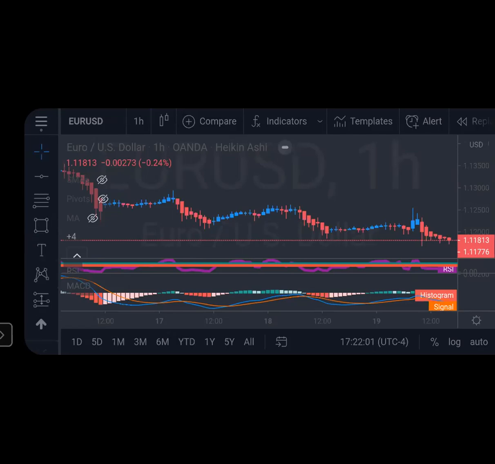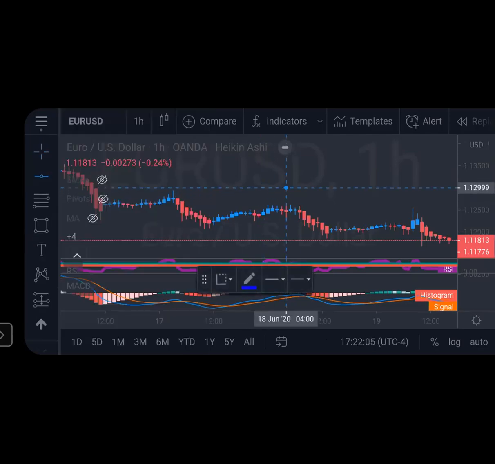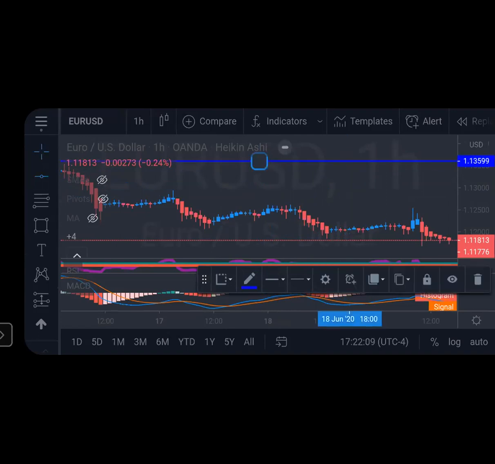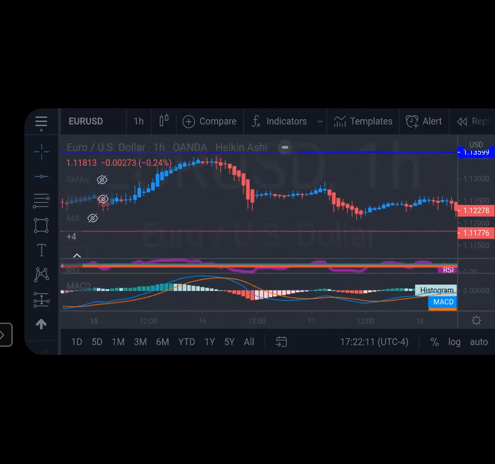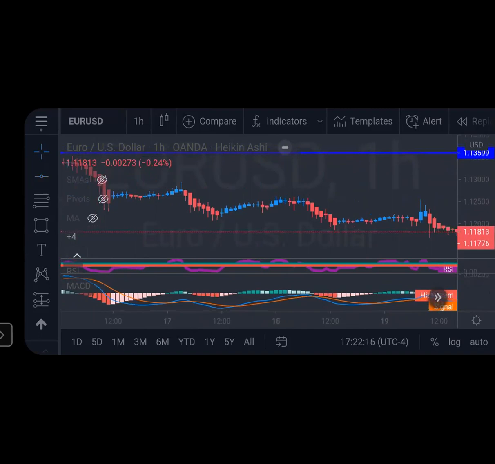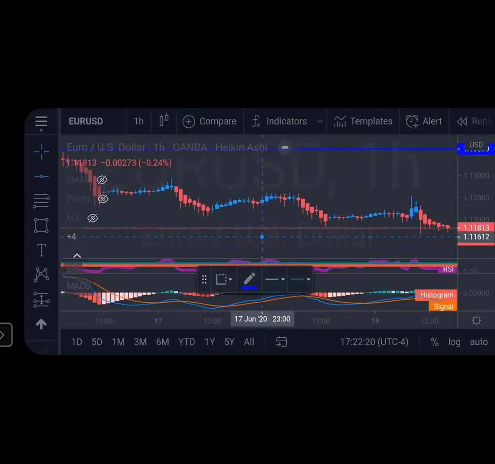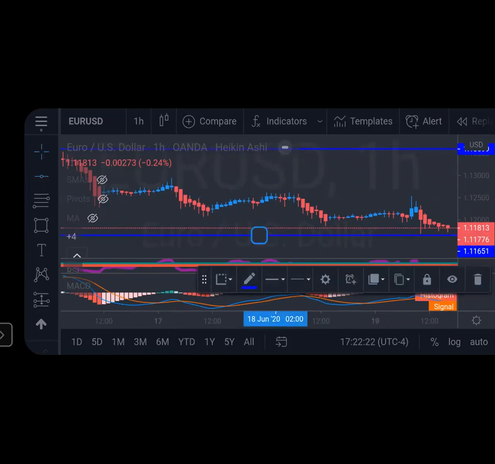The first thing I did was come over here and grab my horizontal line. What I was looking for was the very highest point on my chart, and this is the hour time frame. So y'all see that was the highest point, right? Then the next thing I did was look for the lowest point right here on my chart. So I took another horizontal line, brought it down, and put it right there.